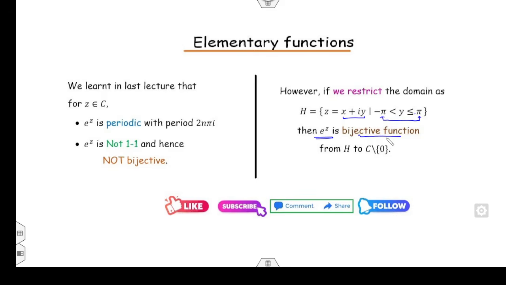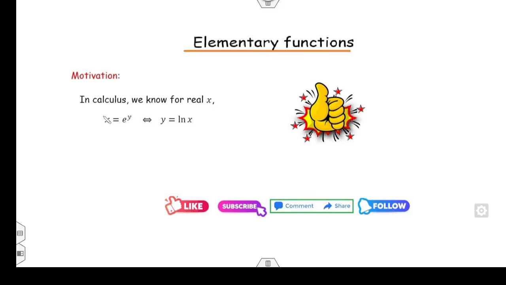Further, we all know in calculus, whenever we write x is equal to e raised to power y, I can write y is equal to ln of x. That means I can say e raised to power ln of x is equal to x. Or you can say ln of x is the inverse of e raised to power x. That we all know in real analysis.